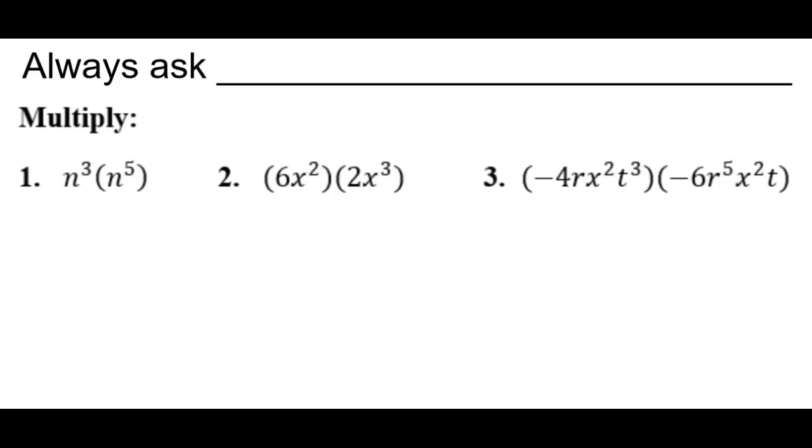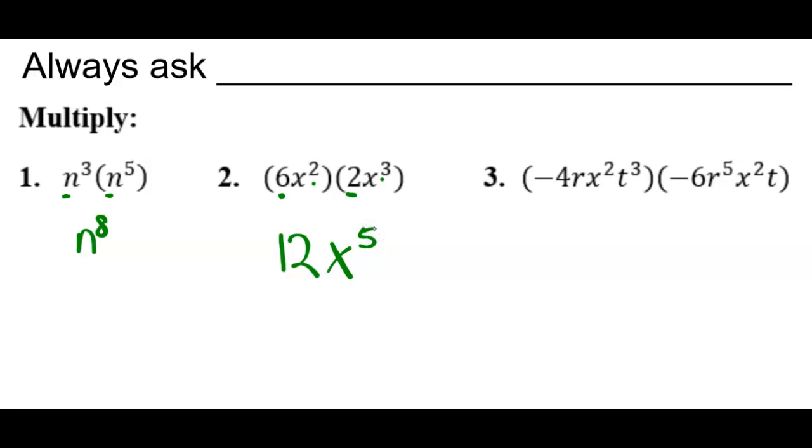So let's do a couple of examples, applying my rule. Okay, always ask, do they have the same base? Yep. 5 plus 3 is 8. Fantastic. Okay, here's that rule. I've got two numbers here, so I need to multiply those two numbers. That's going to be a 12. My base is x. What am I going to do with my exponents? I'm going to add them. 2 plus 3 is 5.